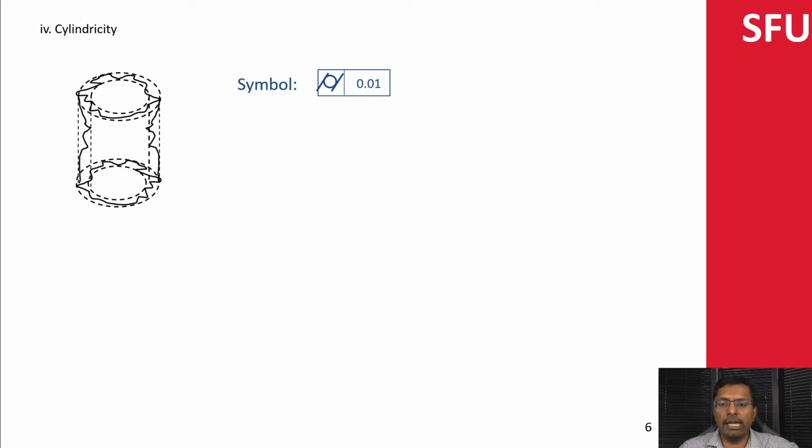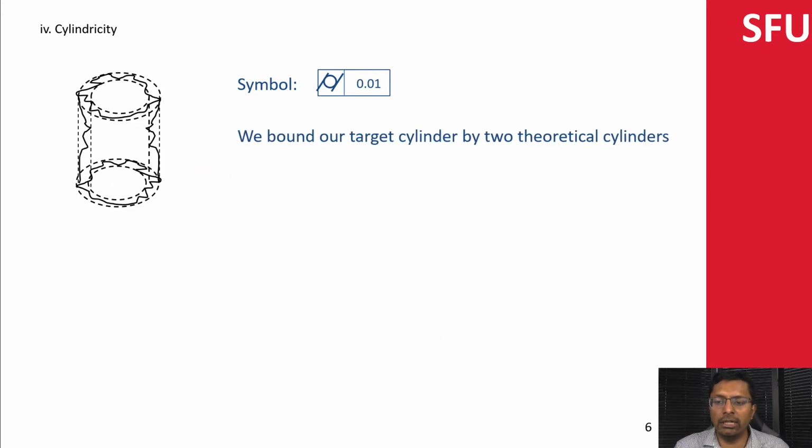What we're doing again is, just as we previously bounded a circle between two theoretically perfect circles, for the cylindricity we take our cylindrical surface. Imagine this really jagged cylinder is what has been given to me. I'm going to try to bound it between two theoretically perfect cylinders which are concentric, and the distance between those two theoretical cylinders needs to be given by the value of the tolerance. In this case, the difference in their radius would be 0.01.